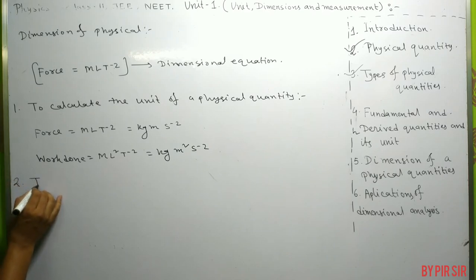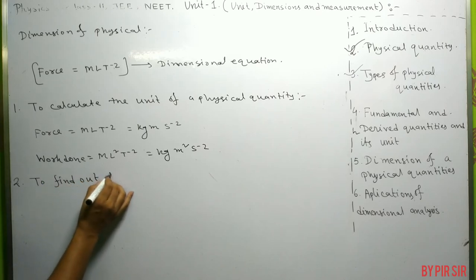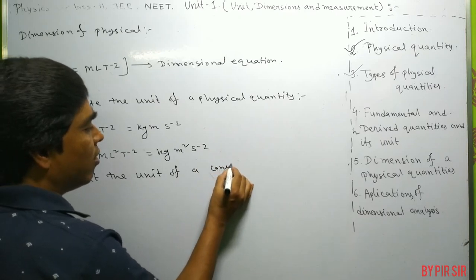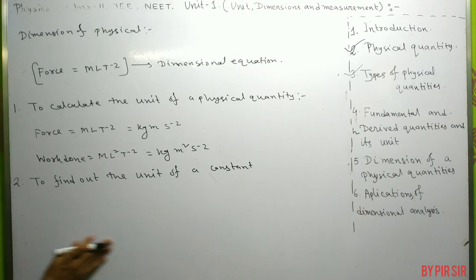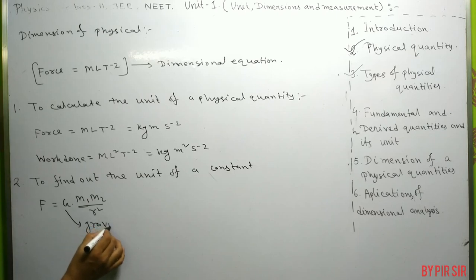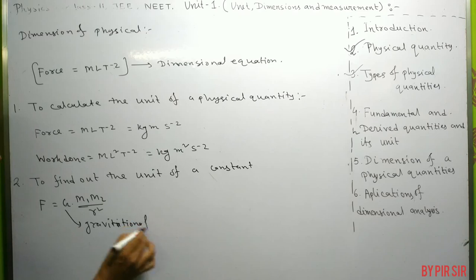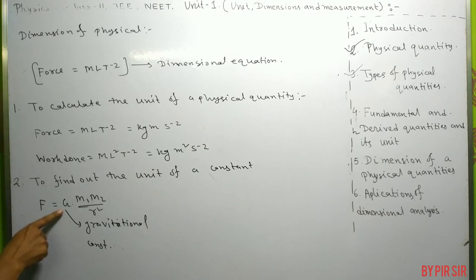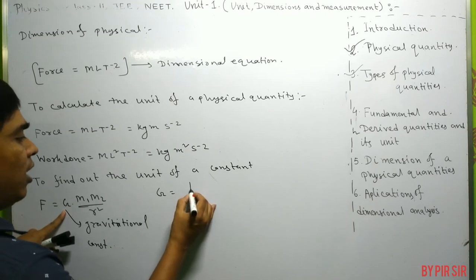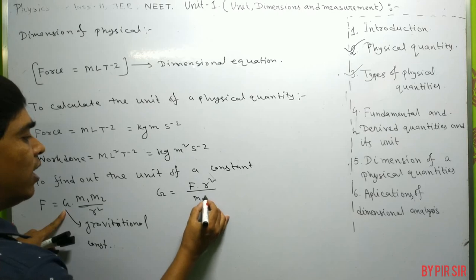Next, to find out the unit of a constant. Suppose F equals G m1 m2 by r square. This is called the gravitational constant. With the help of the dimensional equation, you can easily find out the unit of the gravitational constant. So G is F into r square divided by m1 m2.